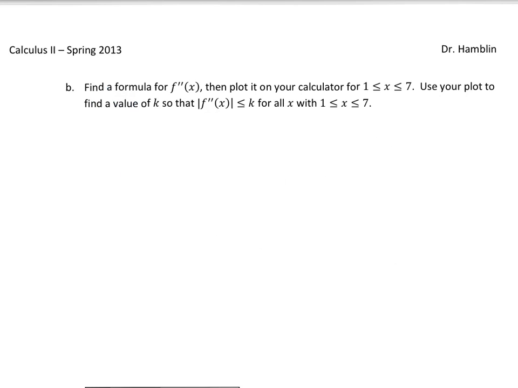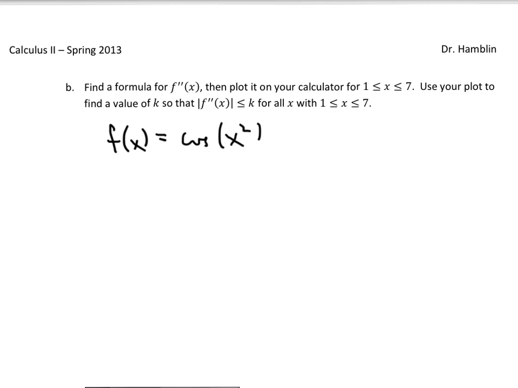So now we're in the process of trying to approximate this integral accurately. So what we want to do is find that value of k so that the size of our second derivative is always less than or equal to k for the interval that we're looking at between 1 and 7. So we need to plot the second derivative, which means we need to find the second derivative. So our f of x is cosine of x squared.